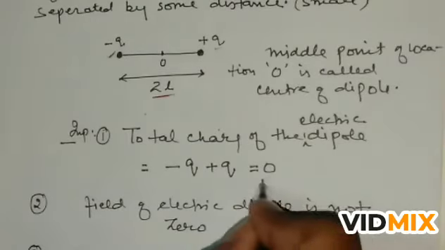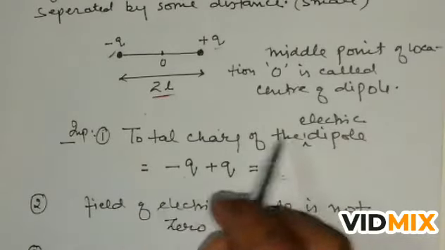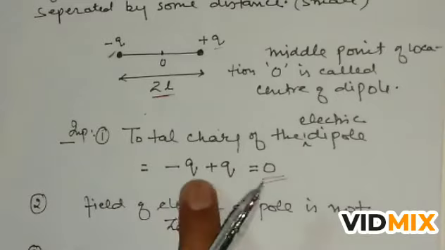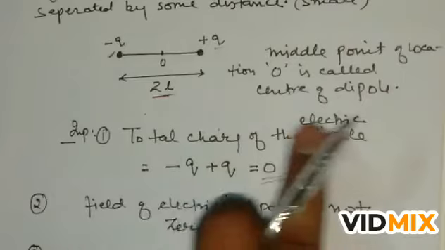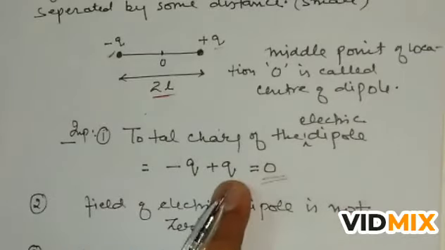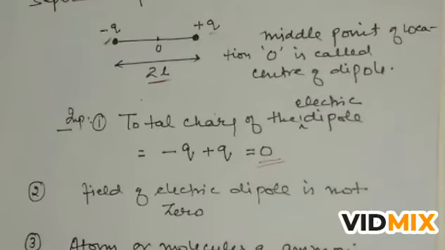So the total charge of an electric dipole is 0. This is a very important part. But it doesn't mean that it has no electric field. Since the total charge of the electric dipole is 0, but it has some electric field. So the field of an electric dipole is not 0, and we will see in this video how the electric field is not 0 for a dipole.